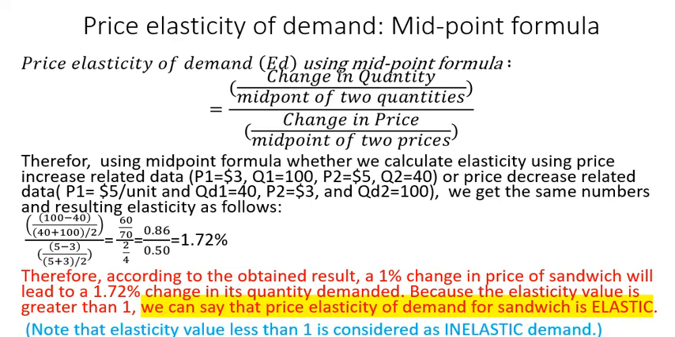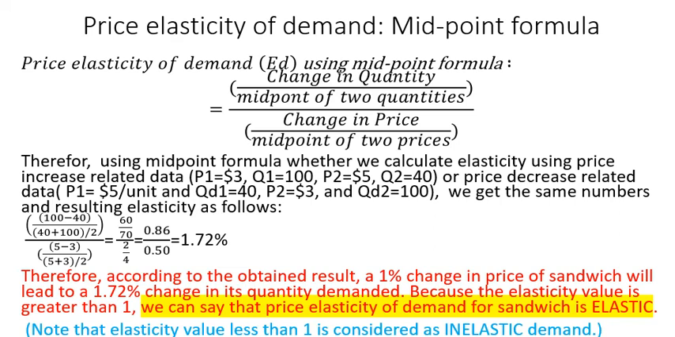And how do we get the midpoint of those two prices? We add those two prices and divide by 2. So now what do we have? On the quantity side, the difference between 40 and 100 is 60, and the midpoint of 40 and 100 is 140 divided by 2, which gives us 70. And in the denominator, we have the difference between $5 and $3, which is $2, and the midpoint of $5 and $3 is 5 plus 3, 8, divided by 2, which is $4. Then we simplify this math, we get 0.86 over 0.50, which gives us 1.72%.